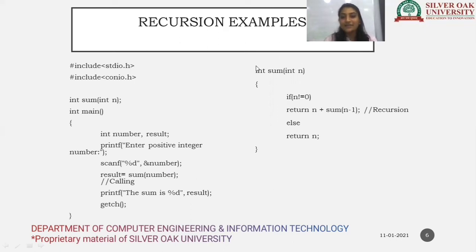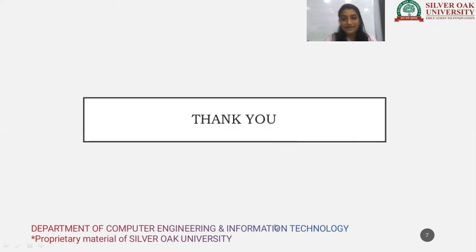And this is the function definition part. In this, first we check whether the number the user has entered is null or not. If it is not null, then it will return with the recursive function. Otherwise, if the condition is false, it will return n. So let us see the program.